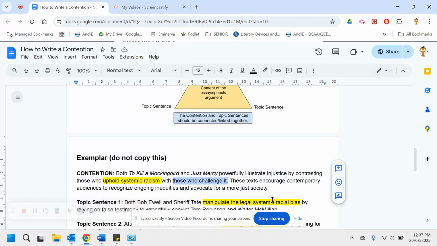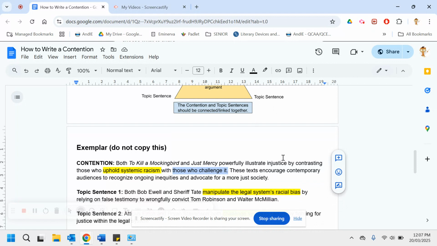So I wanted to put that all into one sentence, and this is essentially what I came up with. So I said, both Bob Ewell and Sheriff Tate manipulate the legal system's racial bias by relying on false testimony to wrongfully convict Tom Robinson and Walter McMillan. Now, both of the characters actually do that. They rely on false testimony. So Bob Ewell is someone who creates false testimony, whereas Sheriff Tate, he basically gathers false testimony and ignores evidence to the contrary.